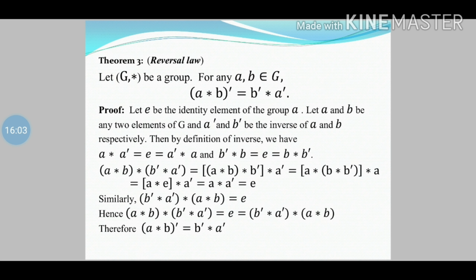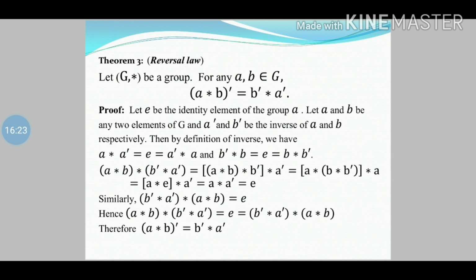Third one is the reversal law. Let G star be a group. For any A, B belongs to G, the inverse of A star B is equal to B inverse star A inverse. That is, A star B all dash is equal to B dash star A dash.